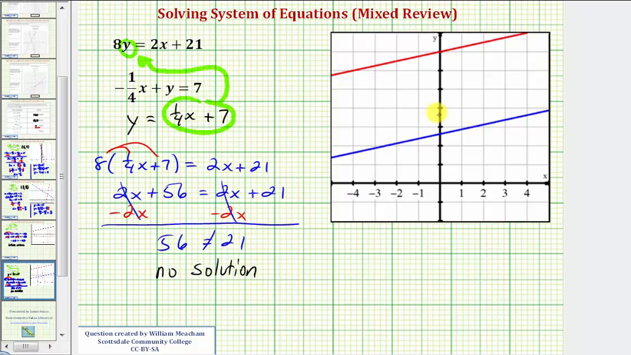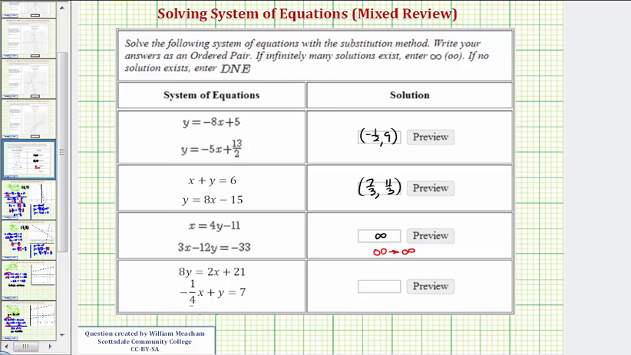Our graph does verify this. Notice how if we were to graph these two equations, the two lines would be parallel, which means they never intersect, and therefore there is no solution. For our homework system, when there's no solution, we're asked to enter D and E.